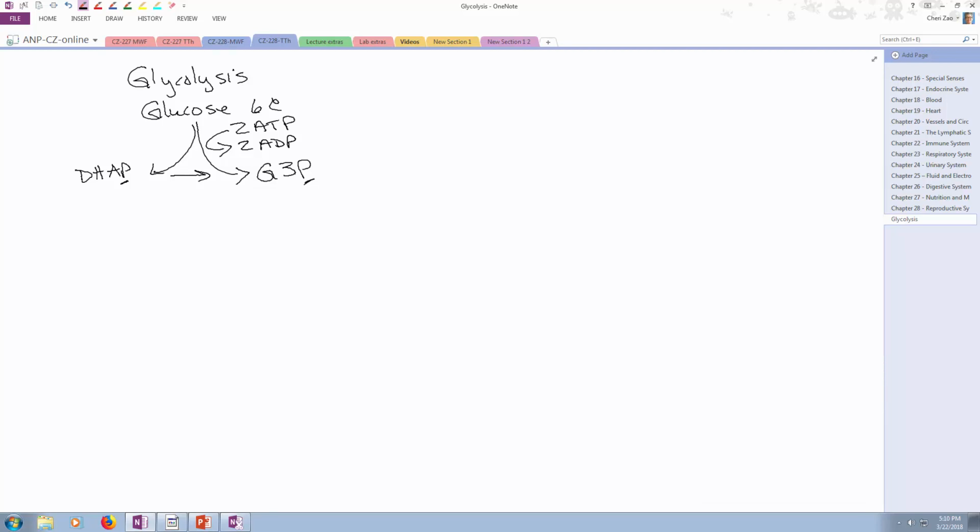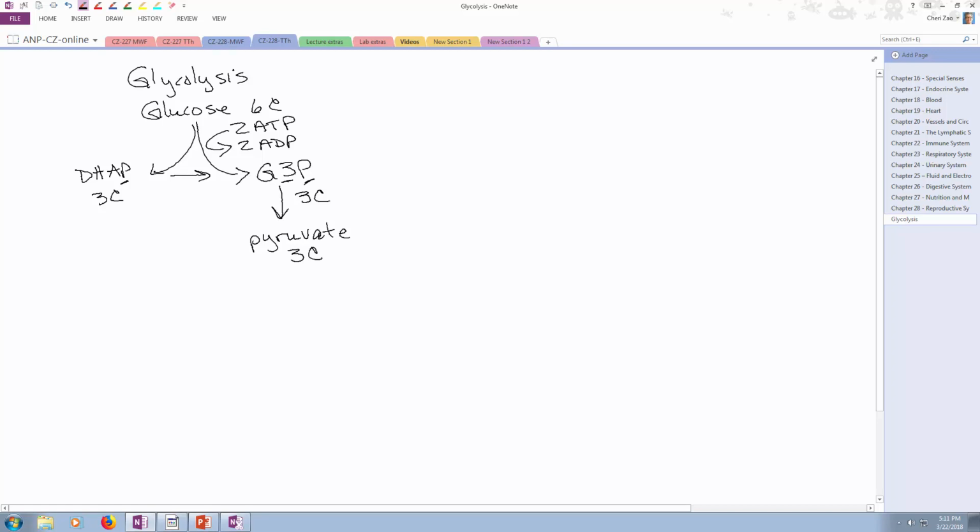Remember, there's 10 steps here, and I'm only making you guys learn these 3 steps, and not all the molecules or enzymes responsible for this. And G3P is what will ultimately make pyruvate. DHAP is 3 carbons. G3P is also 3 carbons. And pyruvate, as we know, is 3 carbons.